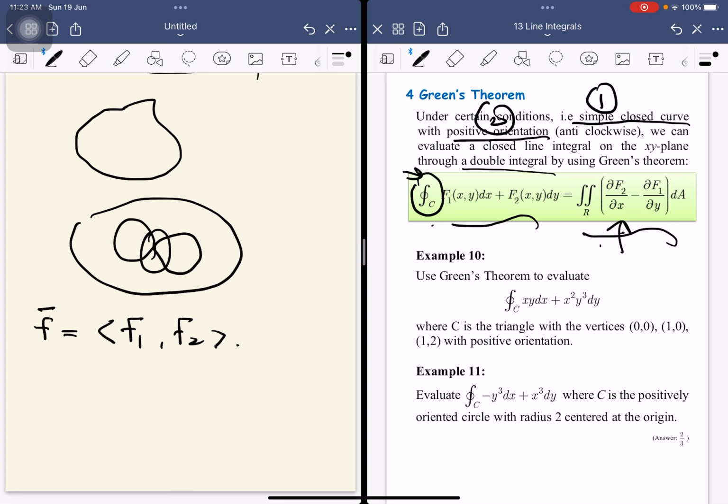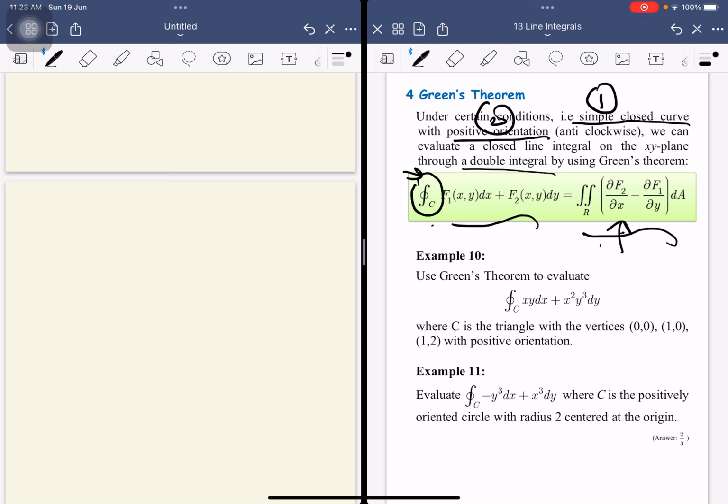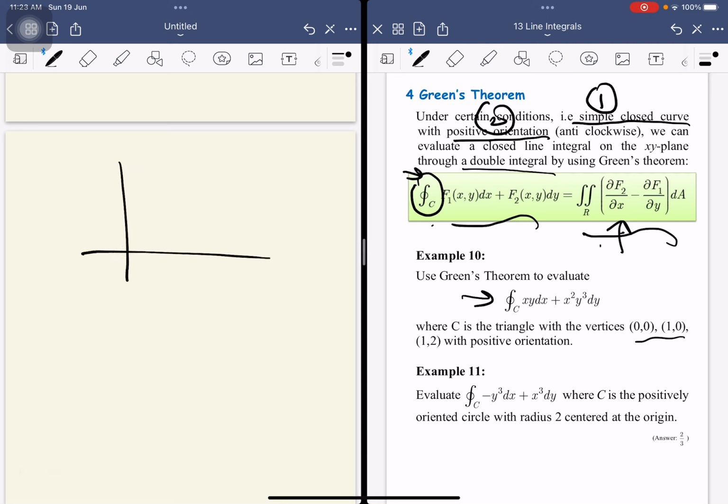So let's see example 10. The question asks you to use Green's theorem to evaluate this line integral, where C is the triangle with these vertices, with positive orientation. If we would like to sketch it based on the given question, we have x and then we have y over here. You are supposed to get a triangle like this, where this point is (1, 0), and then this is (1, 2), and then this point is (0, 0). So the direction should be in this way, counterclockwise.